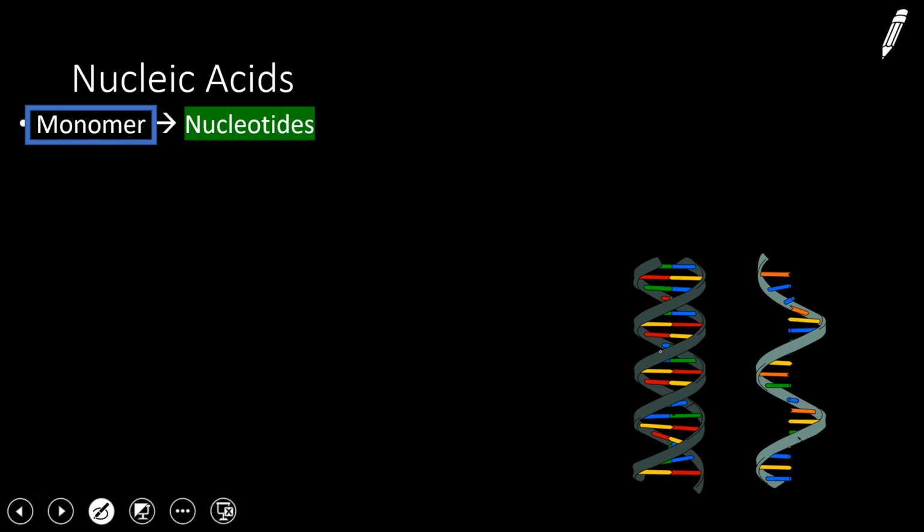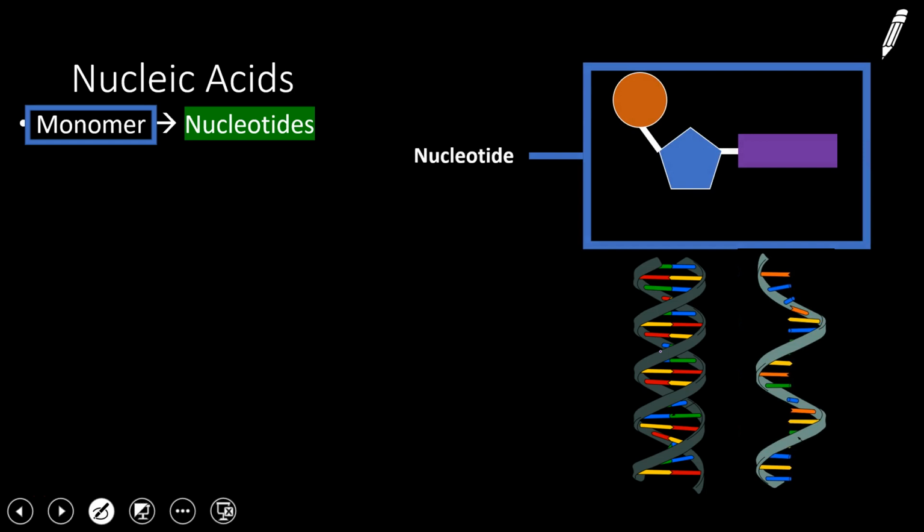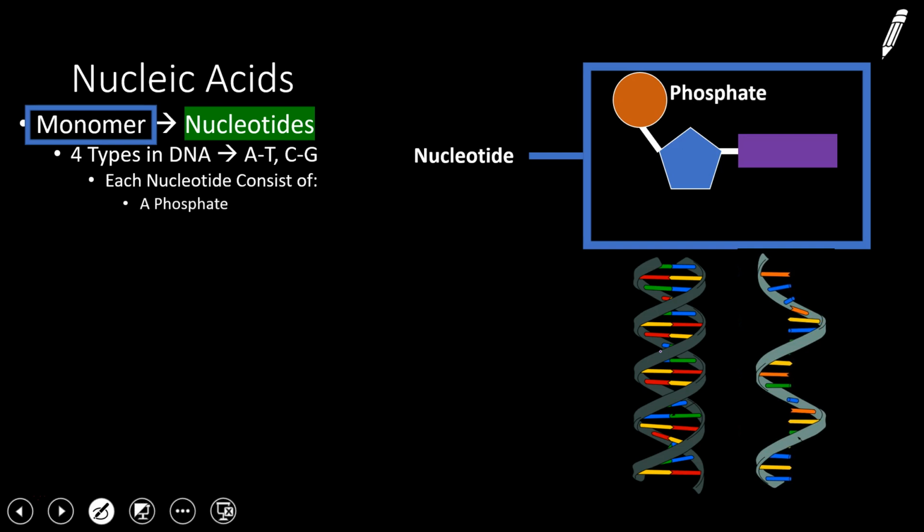So, what are nucleic acids? Nucleic acids are a polymer. They're a big structure, and they're made out of the monomer nucleotides. We've already talked about nucleotides in the past. So, if we look at a nucleotide, there's actually three parts to this one monomer, okay? It has a phosphate, a pentose sugar, and a nitrogenous base.